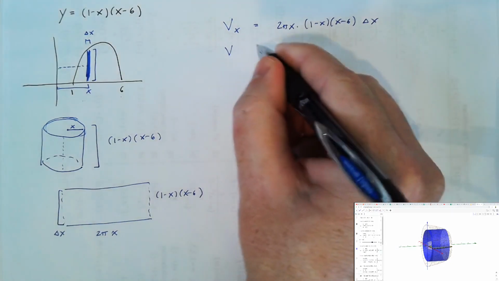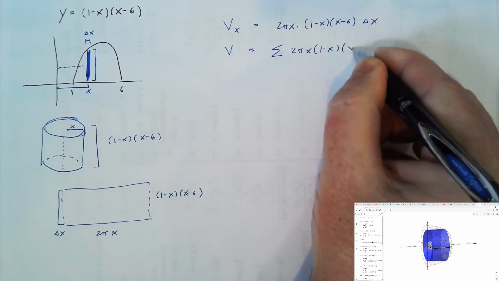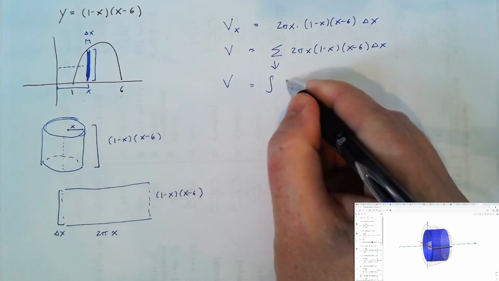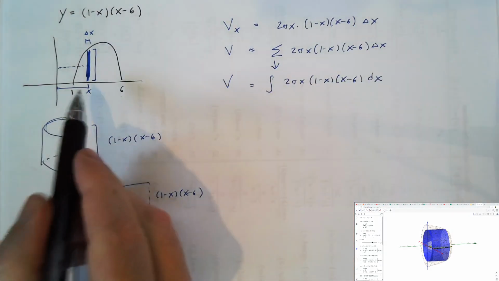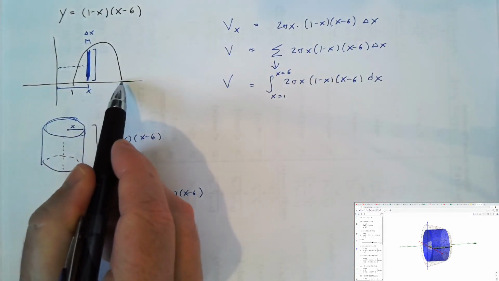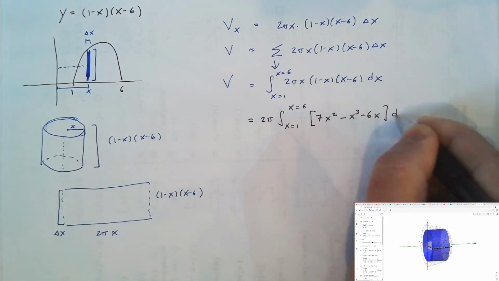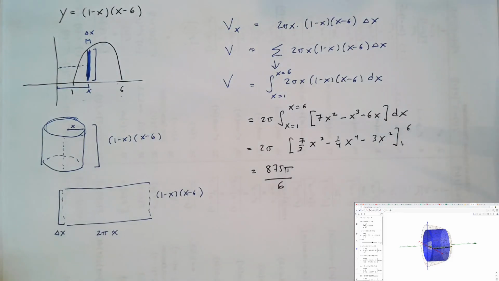We can approximate the total volume of the object by summing up these x slices. And this Riemann sum converges to a definite integral, as we have seen many times now. The limits of integration here would be from 1 to 6, so that we get every possible slice in the region. Now we just need to work out the integral. And we get 875 pi over 6 for the volume of this three-dimensional solid.